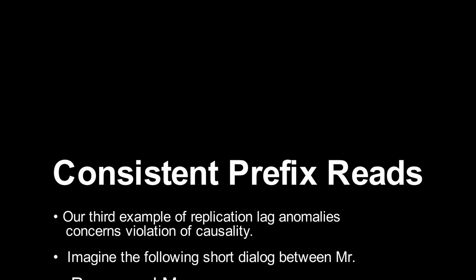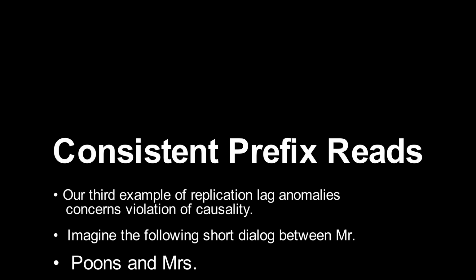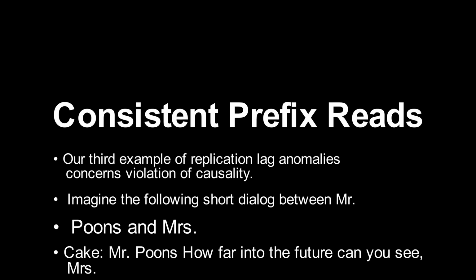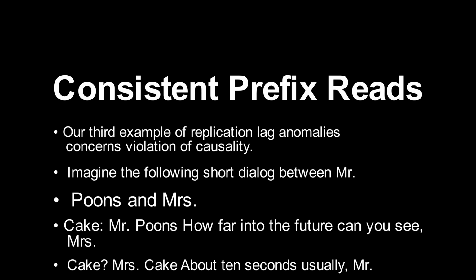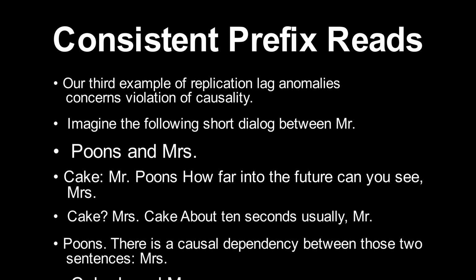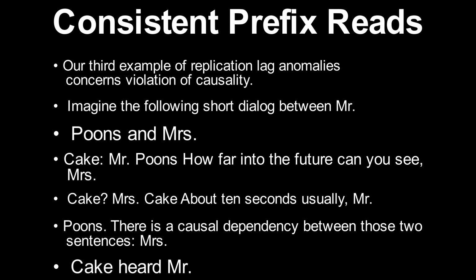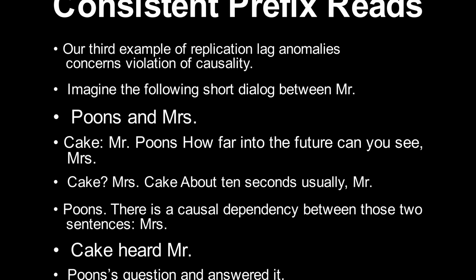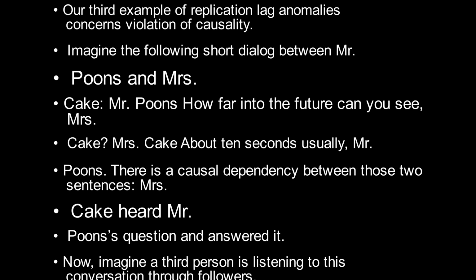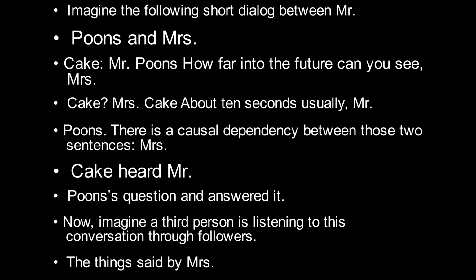Consistent prefix reads. Our third example of replication lag anomalies concerns violation of causality. Imagine the following short dialogue between Mr. Poons and Mrs. Cake. Mr. Poons: how far into the future can you see? Mrs. Cake: about 10 seconds usually. There is a causal dependency between those two sentences. Mrs. Cake heard Mr. Poons's question and answered it.